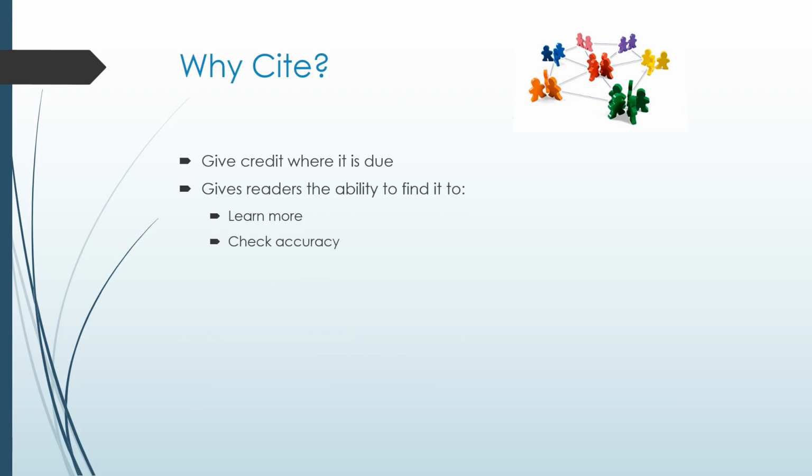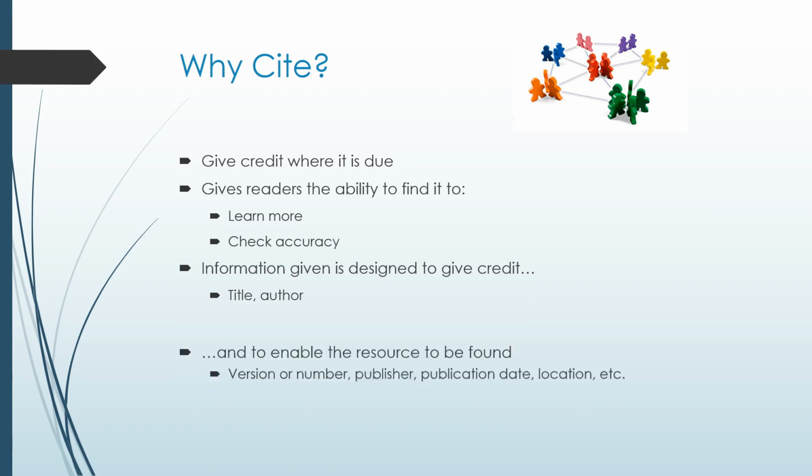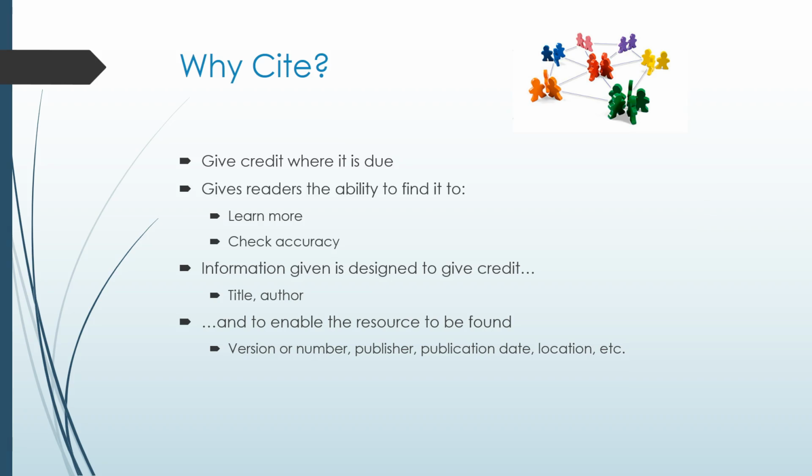Secondly, documenting your sources through citation gives your reader the ability to both learn more, because your paper was so fascinating, as well as being able to check your accuracy. Did the source really say what you're claiming they did? The information that's given in a Works Cited listing is directly based on these two requirements. In order to give credit, the title and author are given. And, to make it easy to find the resource, you give other information such as the publisher, the title of the magazine or newspaper it was inside of, the web address, and so on.